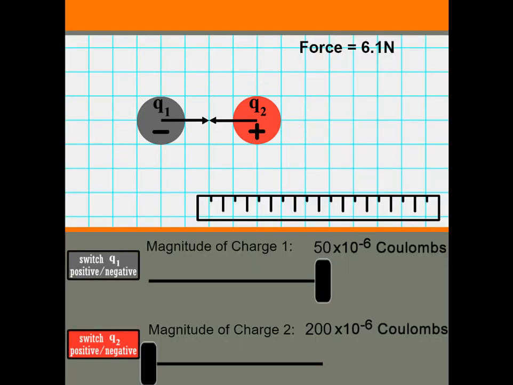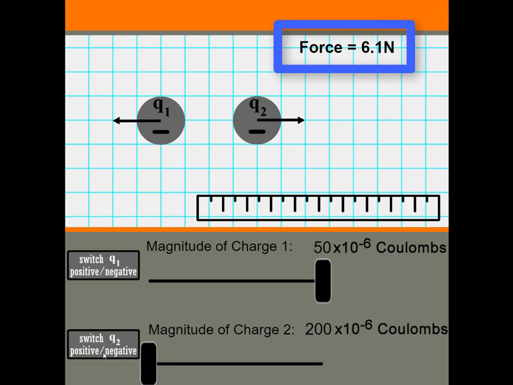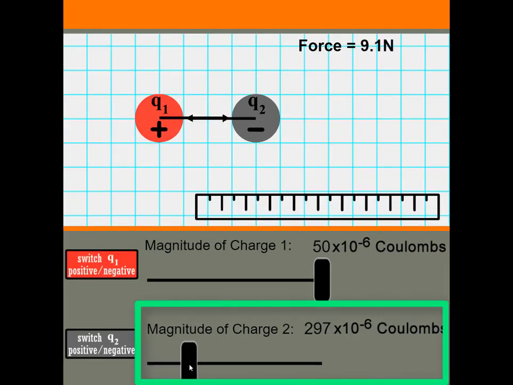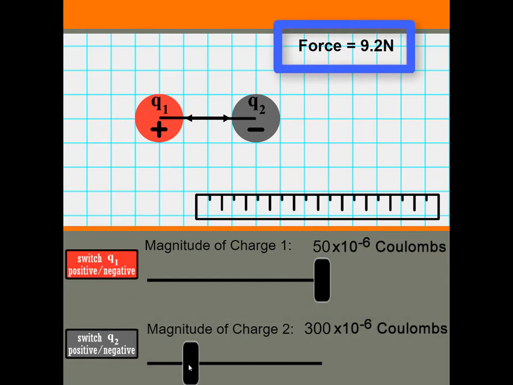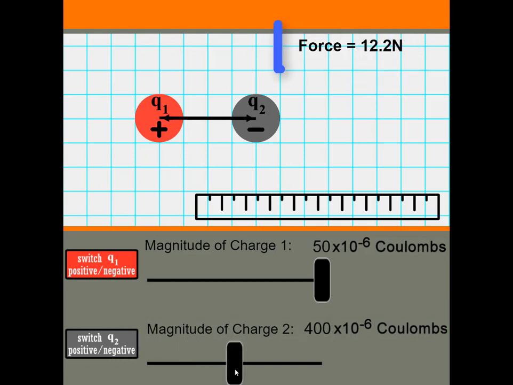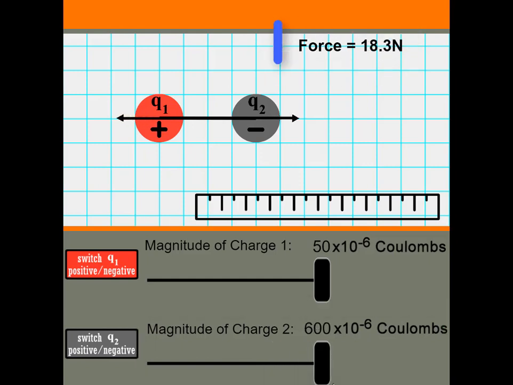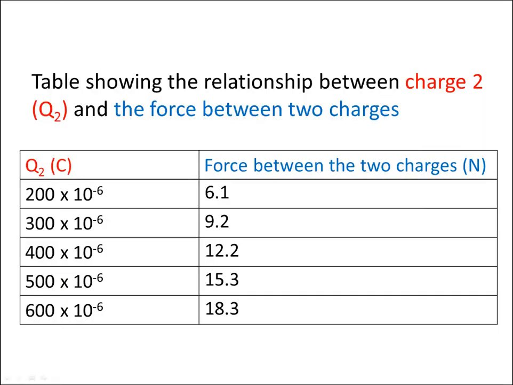Had they rather been like charged, either both positively or both negatively charged, that would have changed the direction of the force to be repulsion, but would not have changed the magnitude. It would still have been 6,1 newtons. Now we increase the magnitude of charge 2 to 300 times 10 to the power minus 6 coulombs. The force also increases to 9,2 newtons. Q2, 400 times 10 to the power minus 6 coulombs, force 12,2 newtons. Q2, 500 times 10 to the power minus 6 coulombs, force 15,3 newtons. 600 times 10 to the power minus 6 coulombs, 18,3 newtons. We put all of that into our table.